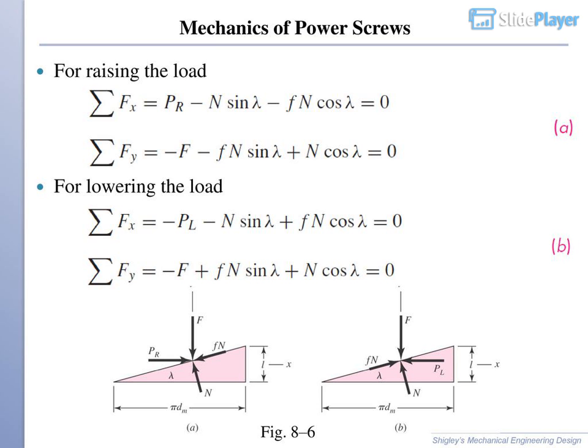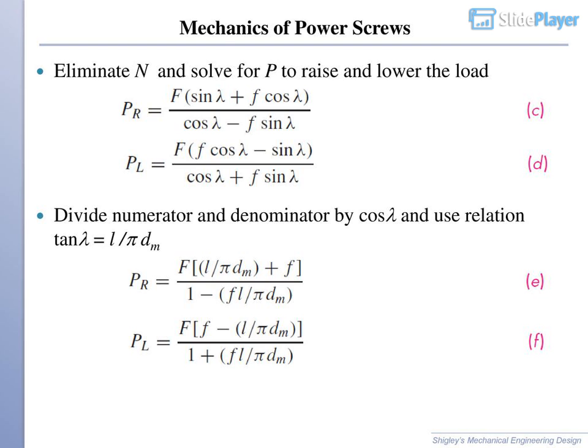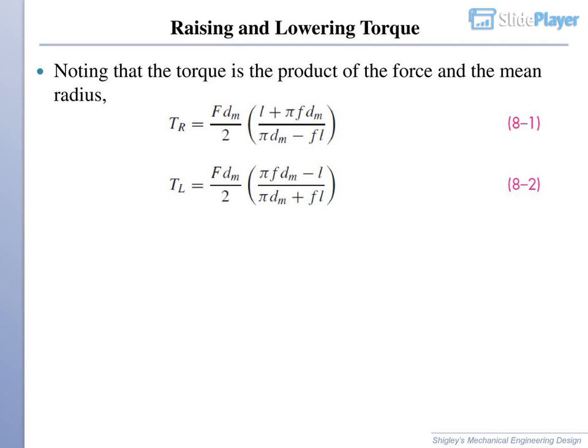Mechanics of power screws. Eliminate n and solve for P to raise and lower the load. Divide numerator and denominator by cos λ and use the relation tan λ = L/(π d_m). Raising and lowering torque: noting that the torque is the product of the force and the mean radius.